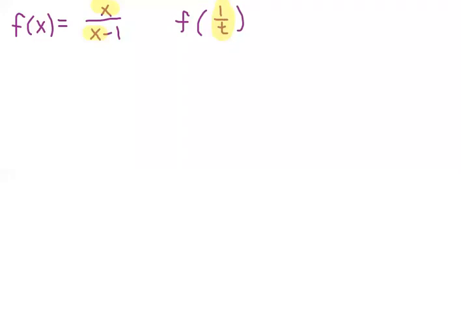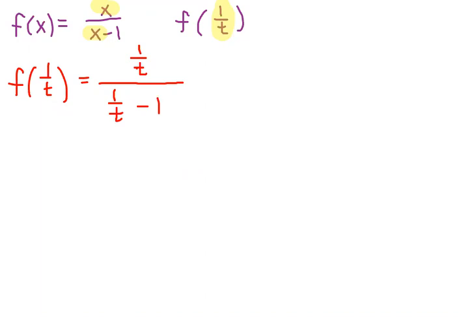So what that looks like is, f of 1 over t is going to be 1 over t divided by 1 over t minus 1. Can't leave it like that. So the goal would be, you have a fraction in fractions, and you just can't leave it like that. It's not simplified. So if we could get the denominator to be a single fraction, then we could multiply by its reciprocal, and it would be a much nicer quantity to try to simplify.